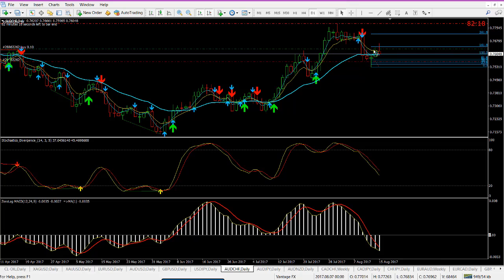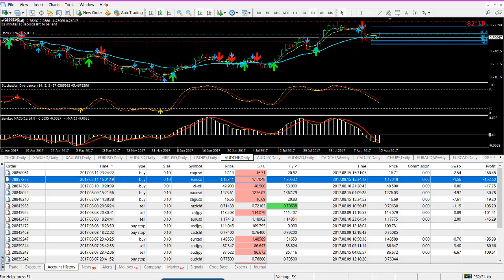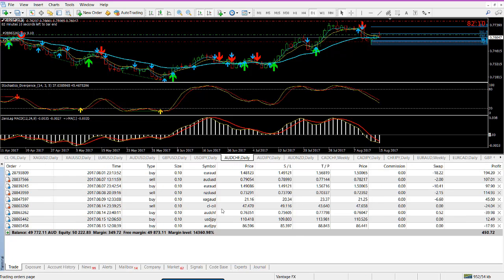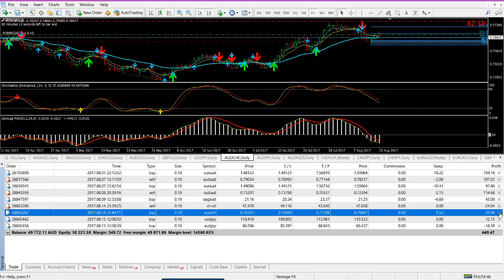AUDCHF, I had a buy position, but it's moving down, so probably it's not a good time. I probably should have exited this trade. AUDCHF, let me see how much. AUDCHF, where are you? Okay, here, $39, $40. Still not bad. I just wait.